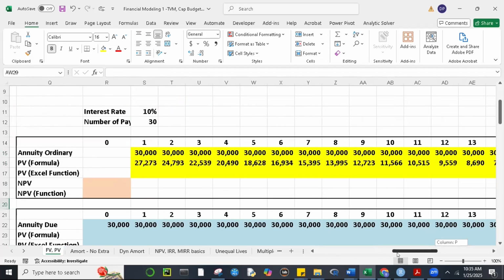Okay. All right. Question. Can I now add these cash flows? Yes or no, please? Can I now add these cash flows? Yes or no?